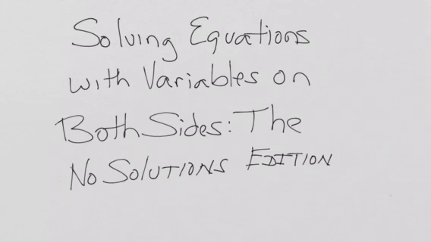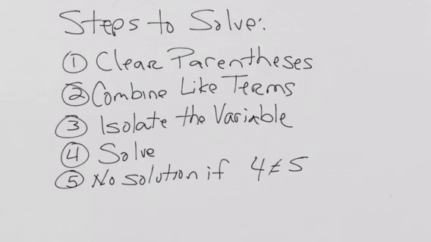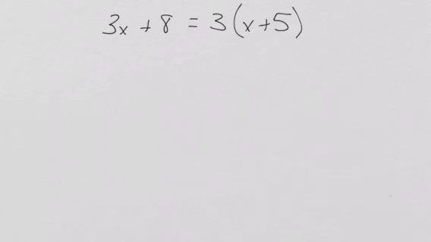So let's look at our steps for solving problems. To solve problems, you need to clear the parentheses, combine those like terms, isolate the variable, actually solve the equation, and this is the real kicker. If there's an answer that's like 4 equals 5, you know 4 doesn't equal 5. They're not equal to each other. That means there's no solution to this particular problem. In other words, there's no number that will work for x to make this equation true. If that happens, you just write down no solution.